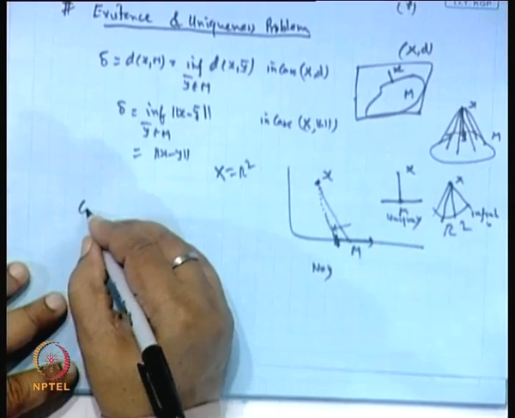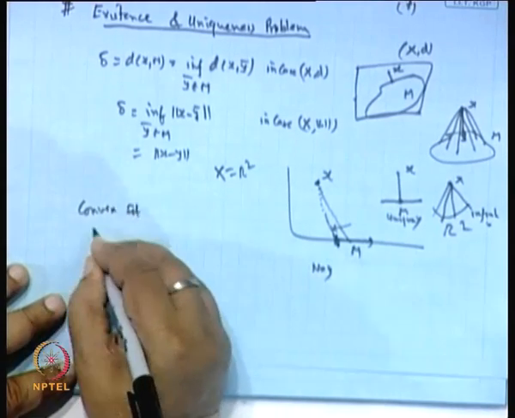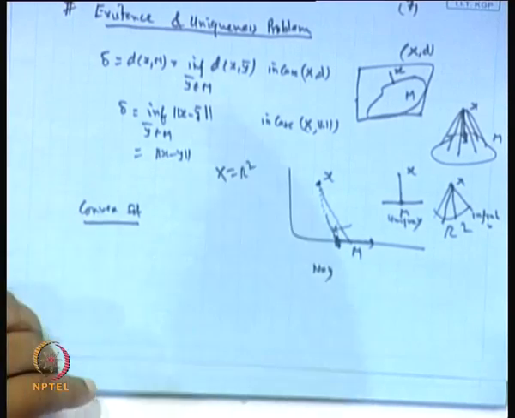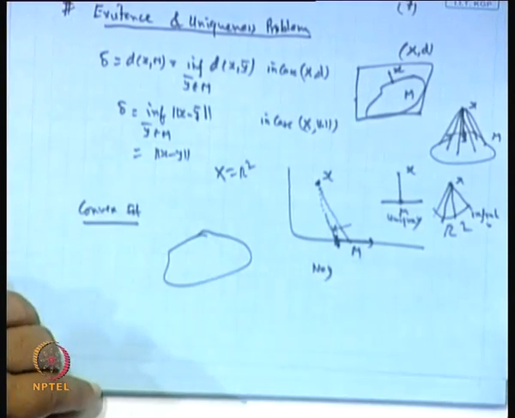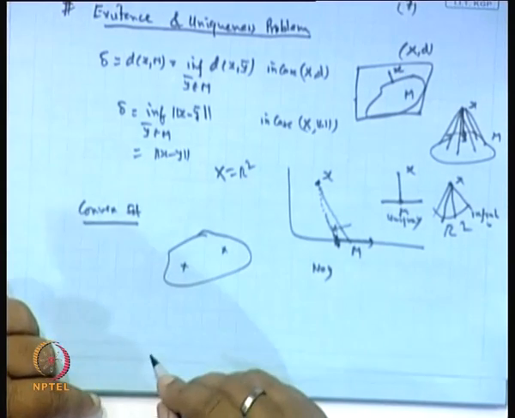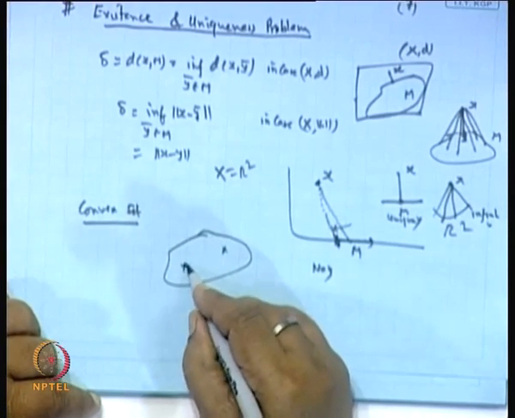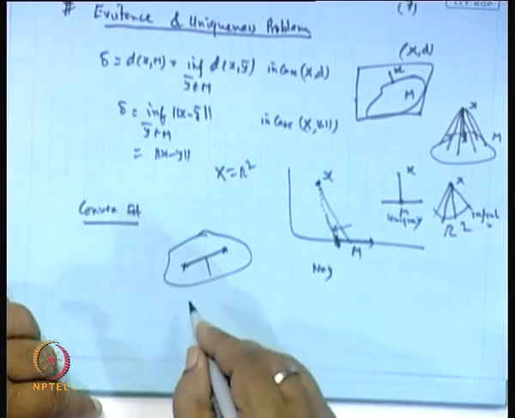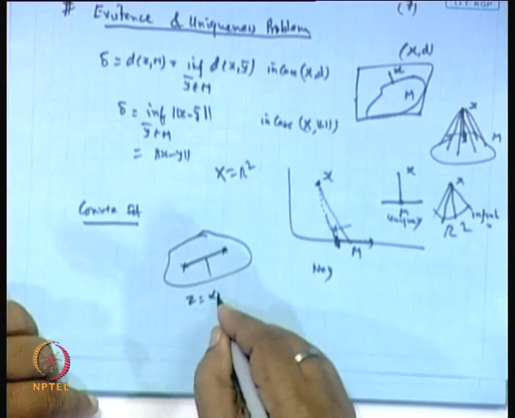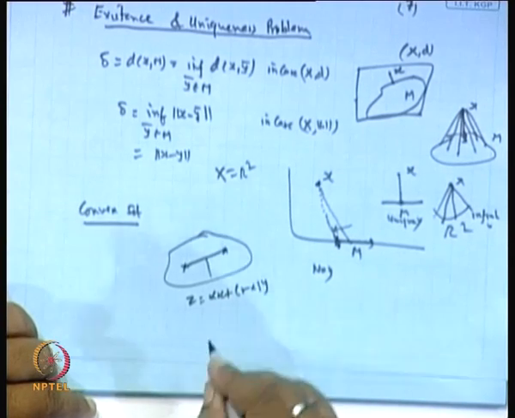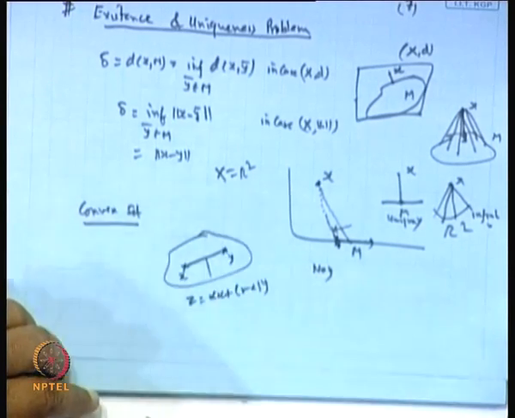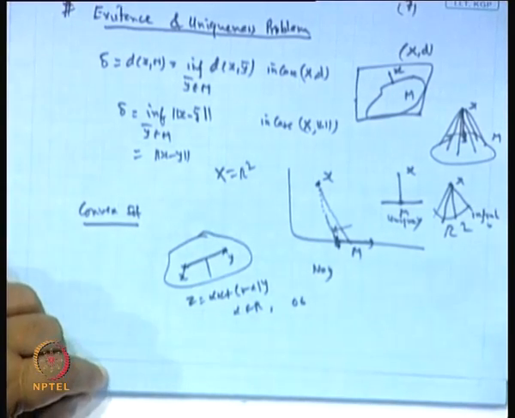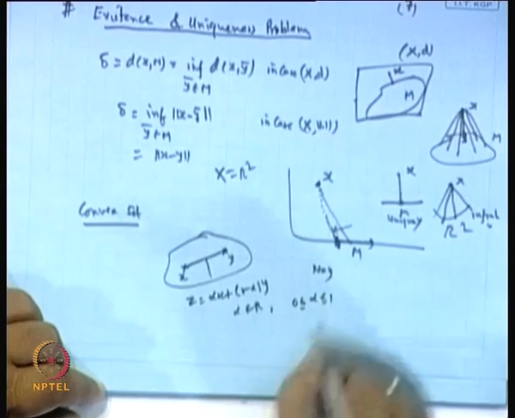One is convex set. You know, a set is said to be convex if we pick up any two points here, then the entire line segment must lie inside it. This is the line segment. The line segment z will be of the form alpha x plus (1 minus alpha) y, where x is this point, y is this point, and alpha is a real number lying between 0 and 1, 0 less than or equal to alpha less than or equal to 1.